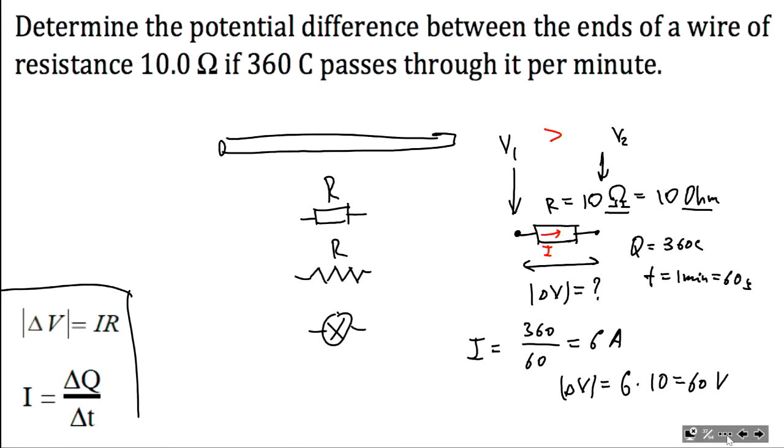Higher, what does it mean mathematically? Well, we can say V2 should be equal to V1 minus 60. Or we can say V1 should be equal to V2 plus 60 volts. We don't know the exact potential. We only know the difference here.